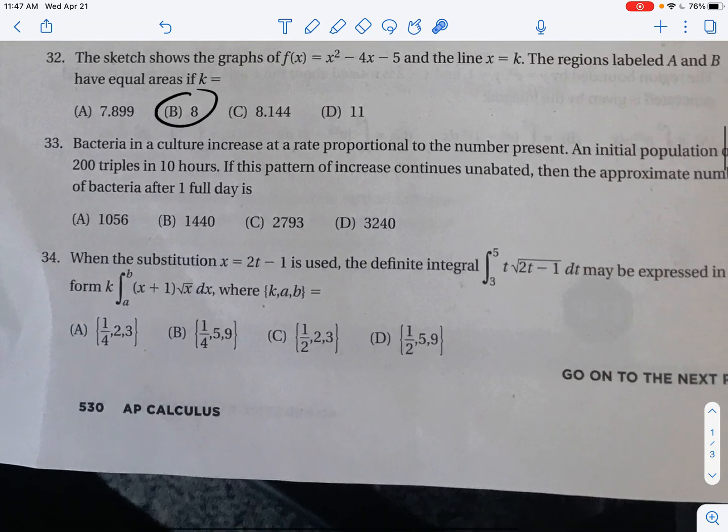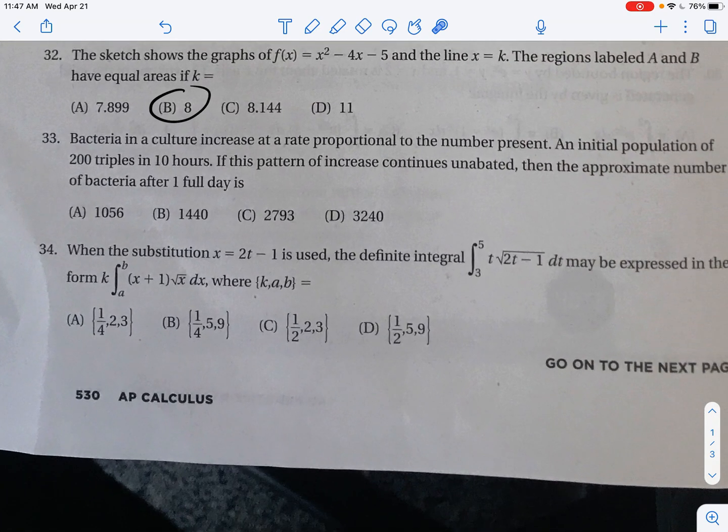Okay, 33. Bacteria in a culture increase at a rate proportional to number present. So you should see that. Oh, when something increases proportional to how many there are, that's proportional growth, which is exponential growth.